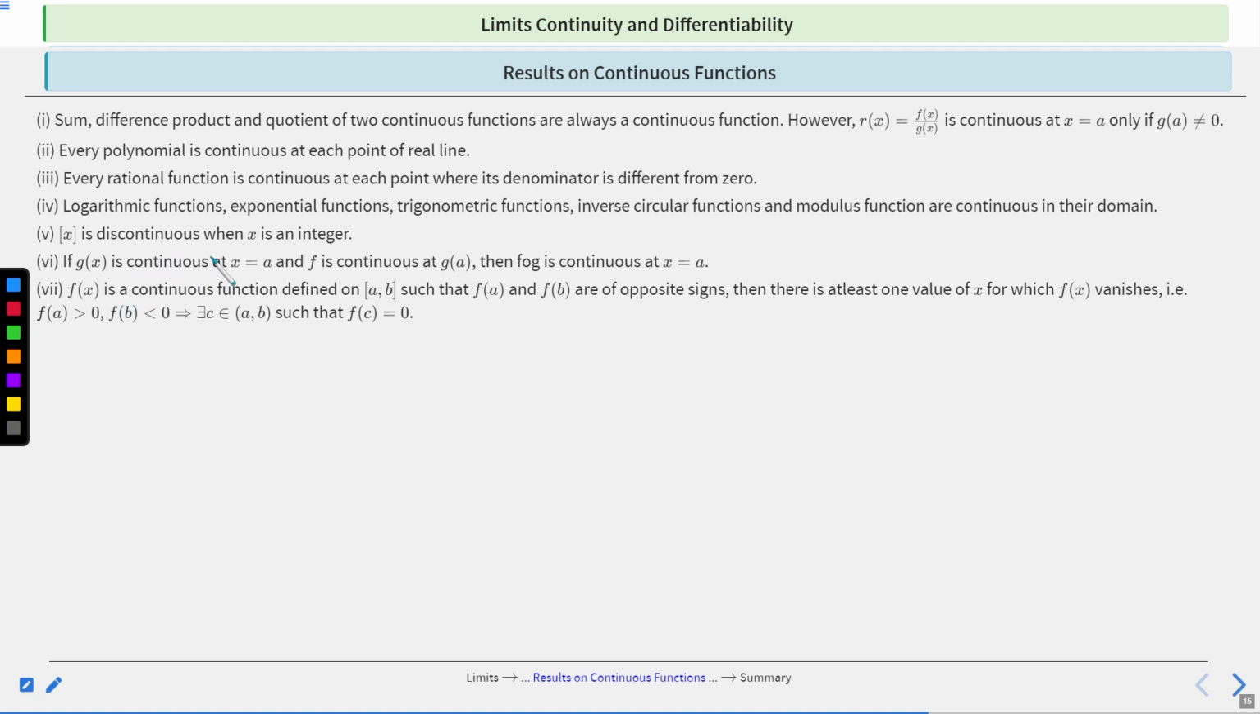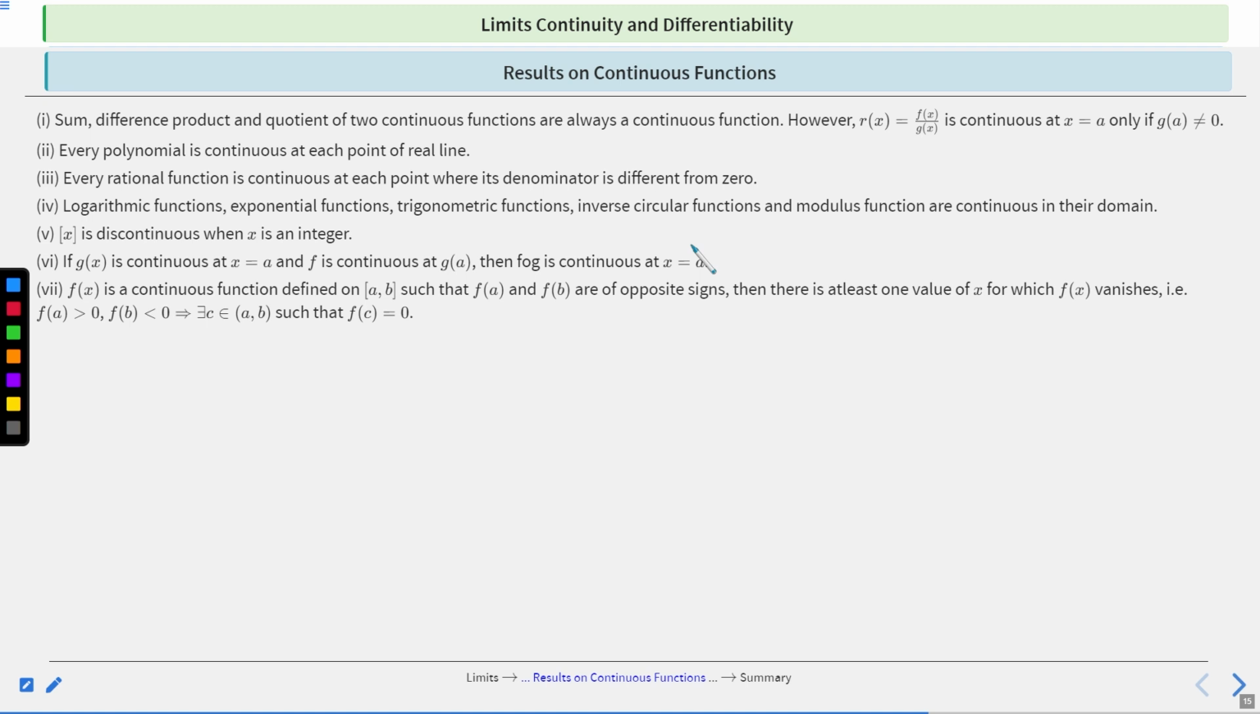We can see this by the graph, right? If g(x) is continuous at x = a and f(x) is continuous at g(a), then f of g is continuous at x = a, right? Also, if f(x) is a continuous function defined on [a, b] such that f(a) and f(b) are of opposite sign, then there exists at least one value of x for which f(x) vanishes. That is, f(a) > 0, f(b) < 0. Clear?